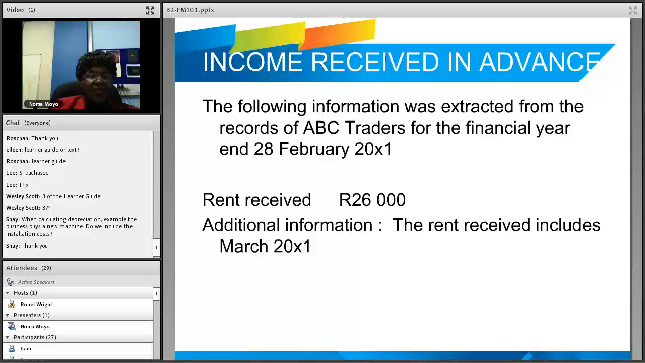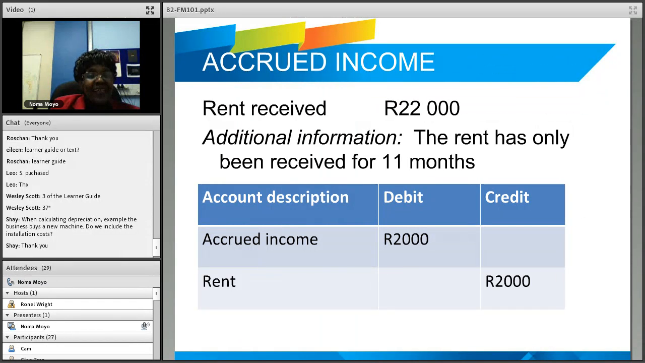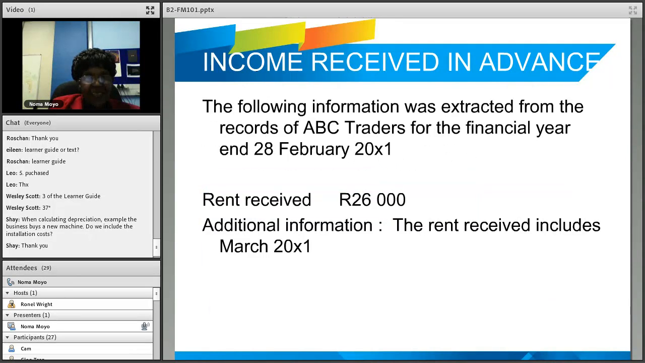Income received in advance. By the way, when income is accrued to us, it's an asset because these guys owe us. But when we have received their money in advance, we owe them for the service.